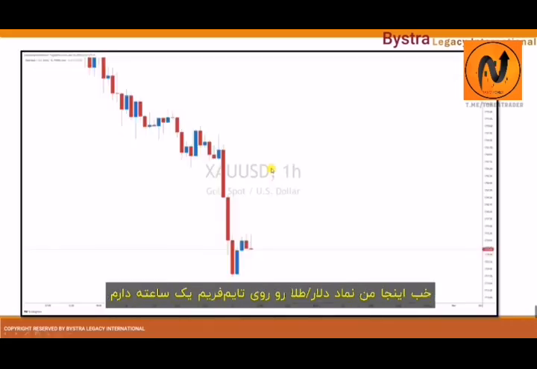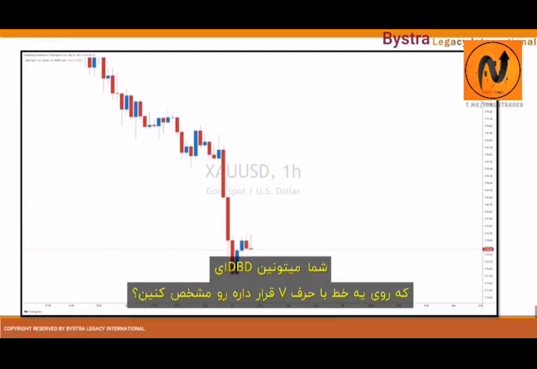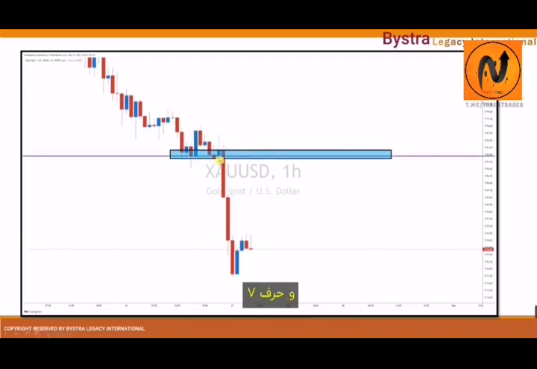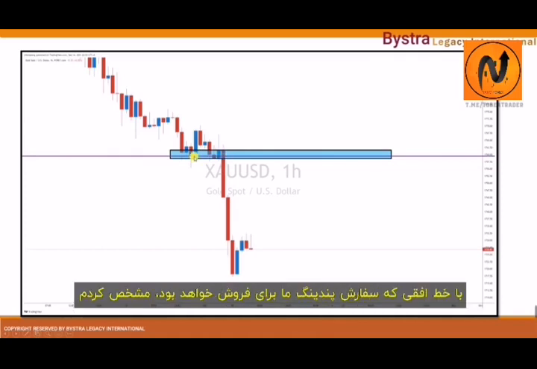So here I have XAU USD on a 1 hour time frame. Can you guys spot the drop base drop in line with the capital letter V? Okay, now let's have a look. So here I found a drop base drop, capital letter V, at the same time inside the drop base. So I mark the capital letter V with a horizontal line, which will be our pending order for sell limit. Then next, what should we do?